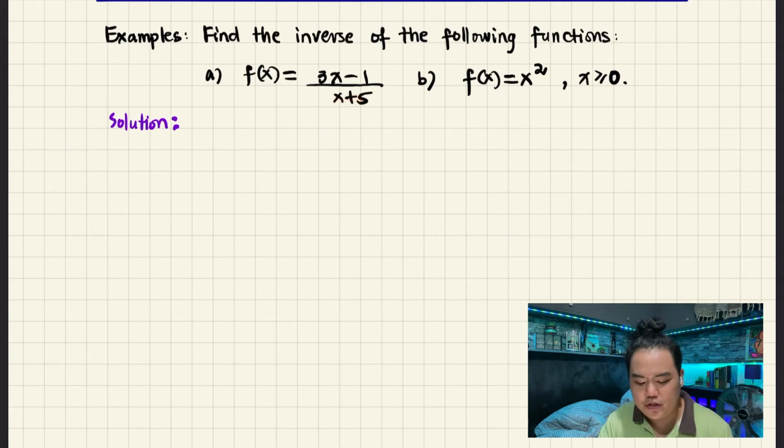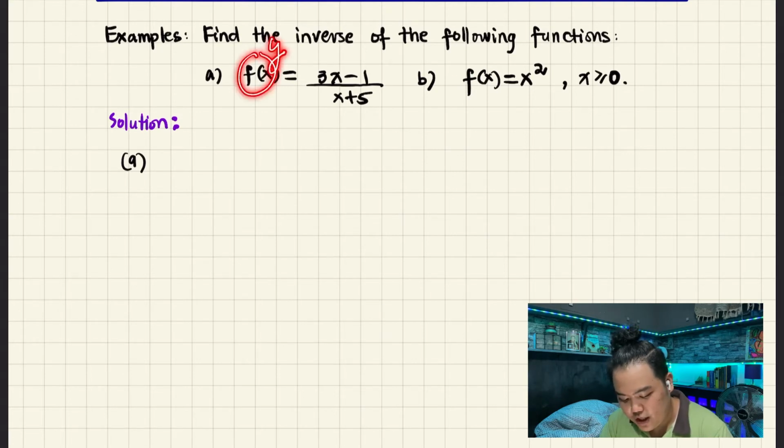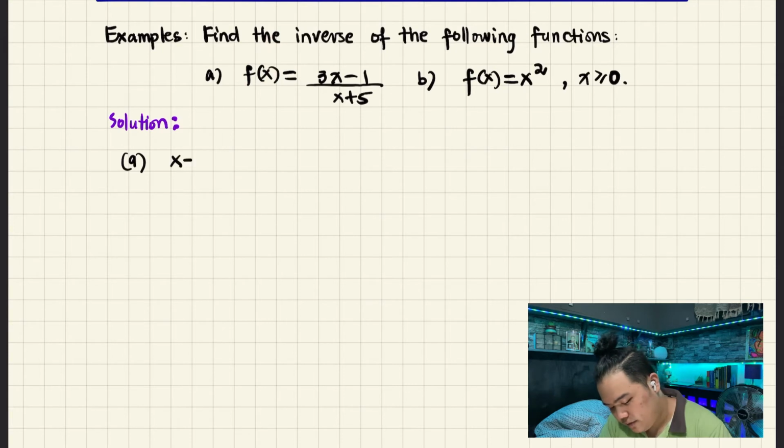We have two functions in here. So let's do it one at a time. So anong gagawin? Interchange the roles of x and y. So ito yung y natin. So ang kailangan mo, x equal to f of y. So y, gagawin mo siyang x. So x is equal to 3y minus 1 over y plus 5.